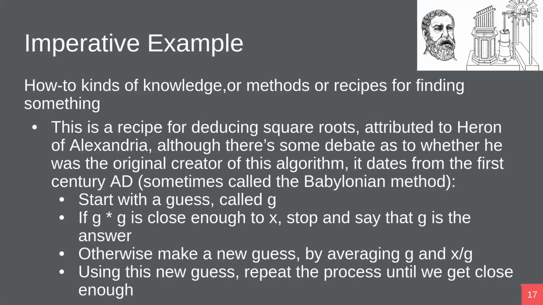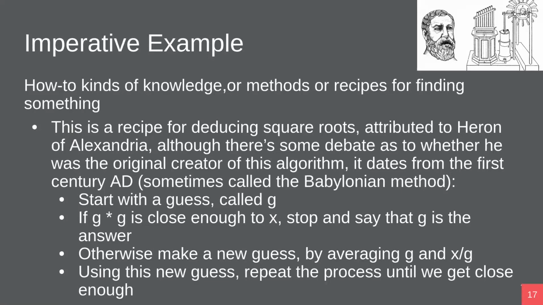So here's an imperative example of how-to knowledge, a method or a recipe for finding something. Now, this is an algorithm or a recipe for working out square roots, and this is attributed to Heron of Alexandria. Now, there's some debate as to whether or not this was actually Heron of Alexandria. Heron of Alexandria lived in the 1st century AD. I think that's called CE now, after the Common Era. They called it AD when I was at school, so apologies if that's wrong.